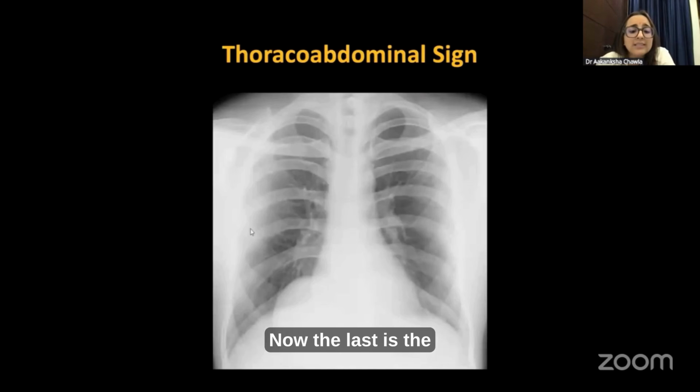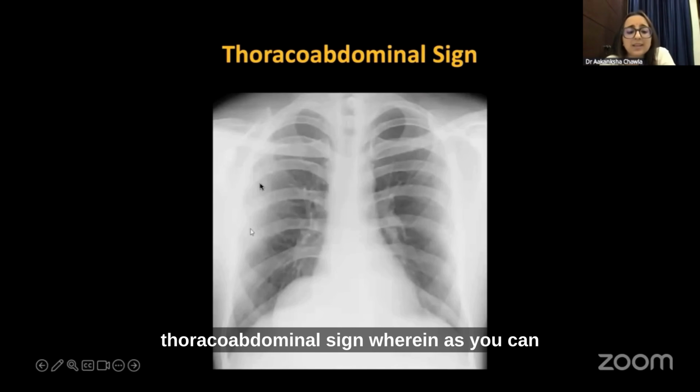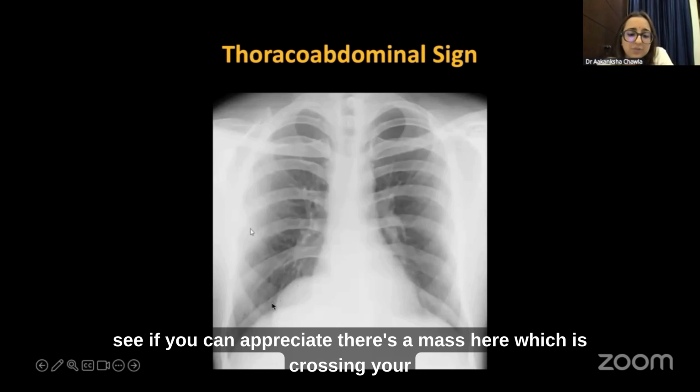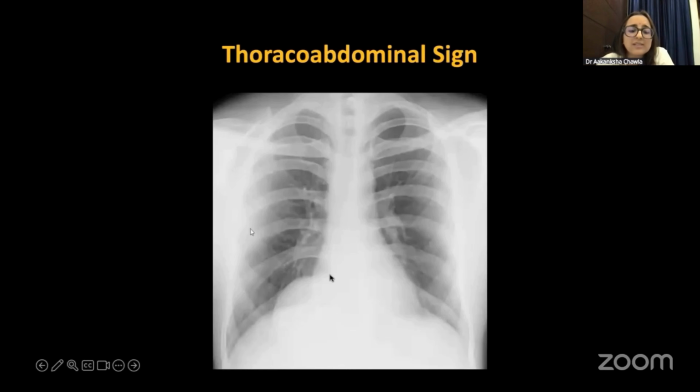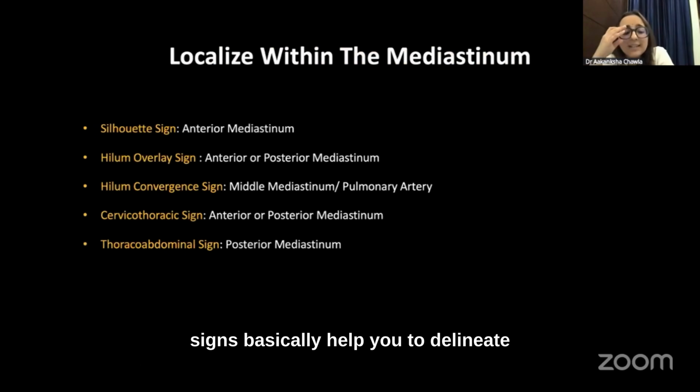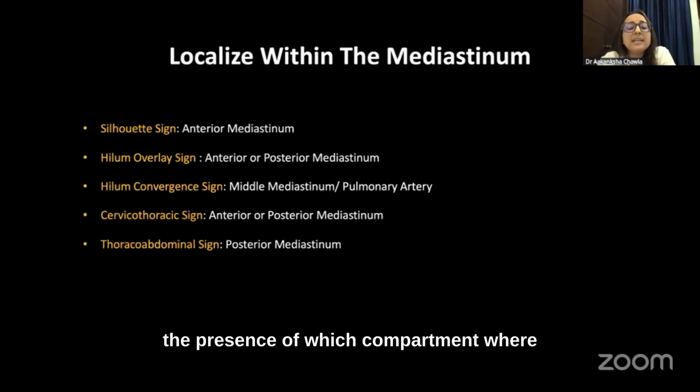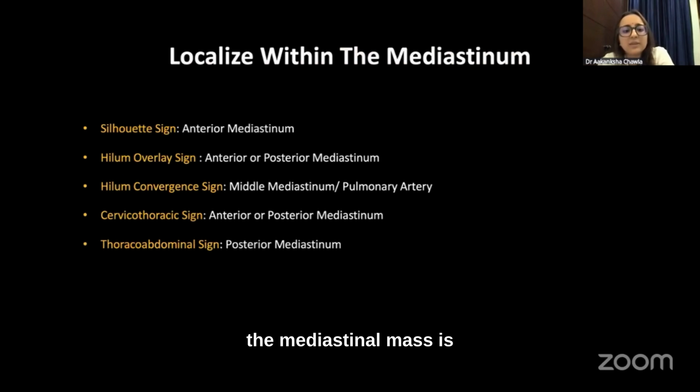Now, the last is the thoraco-abdominal sign, wherein, if you can appreciate, there's a mass here which is crossing your diaphragm. It's going towards the abdomen. When this is seen, this is a thoraco-abdominal sign, and this is also seen in posterior mediastinal masses. So these signs basically help you to delineate in which compartment the mediastinal mass is present, whether anterior, middle, or posterior mediastinum.